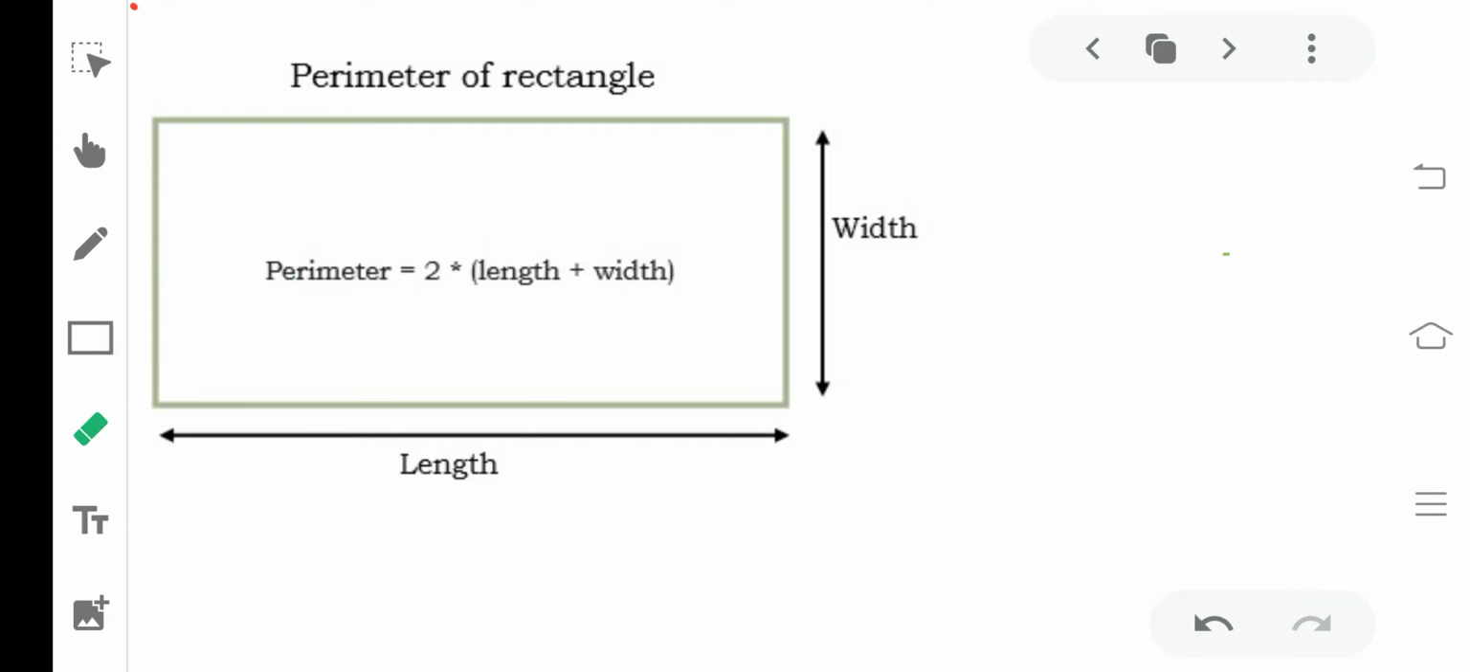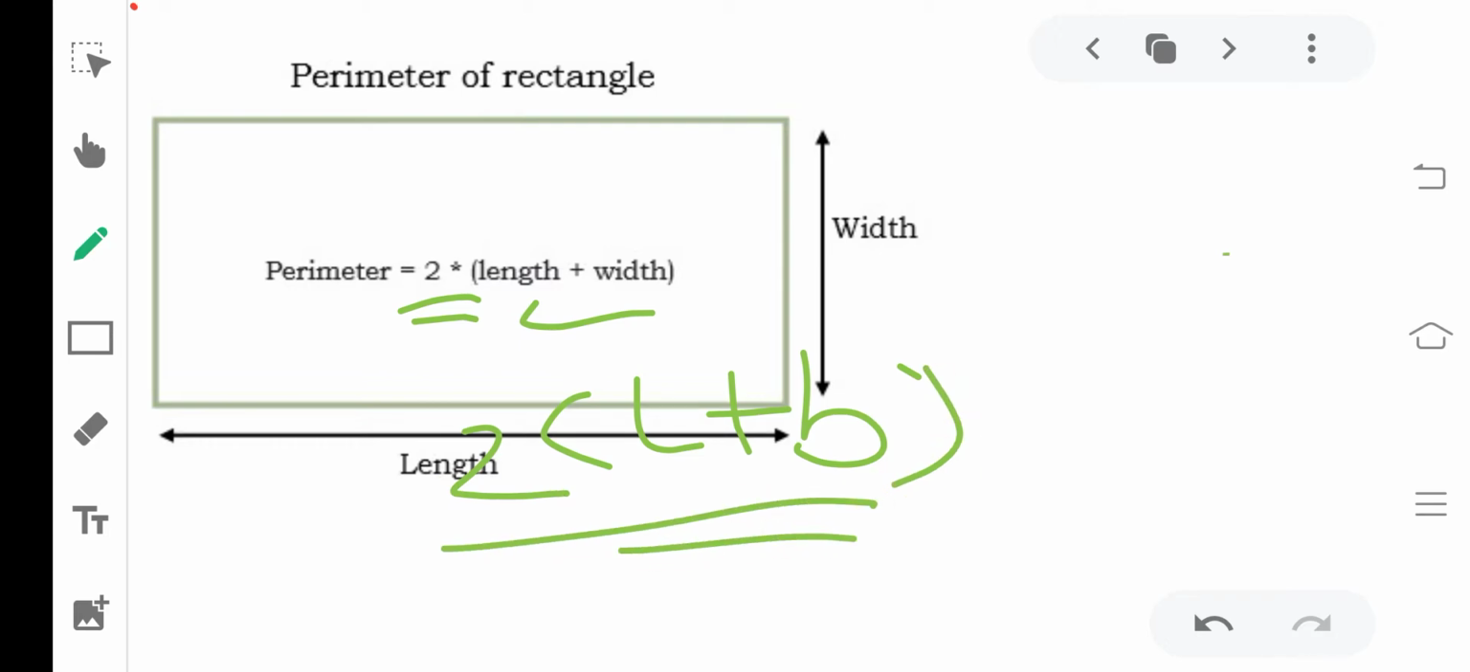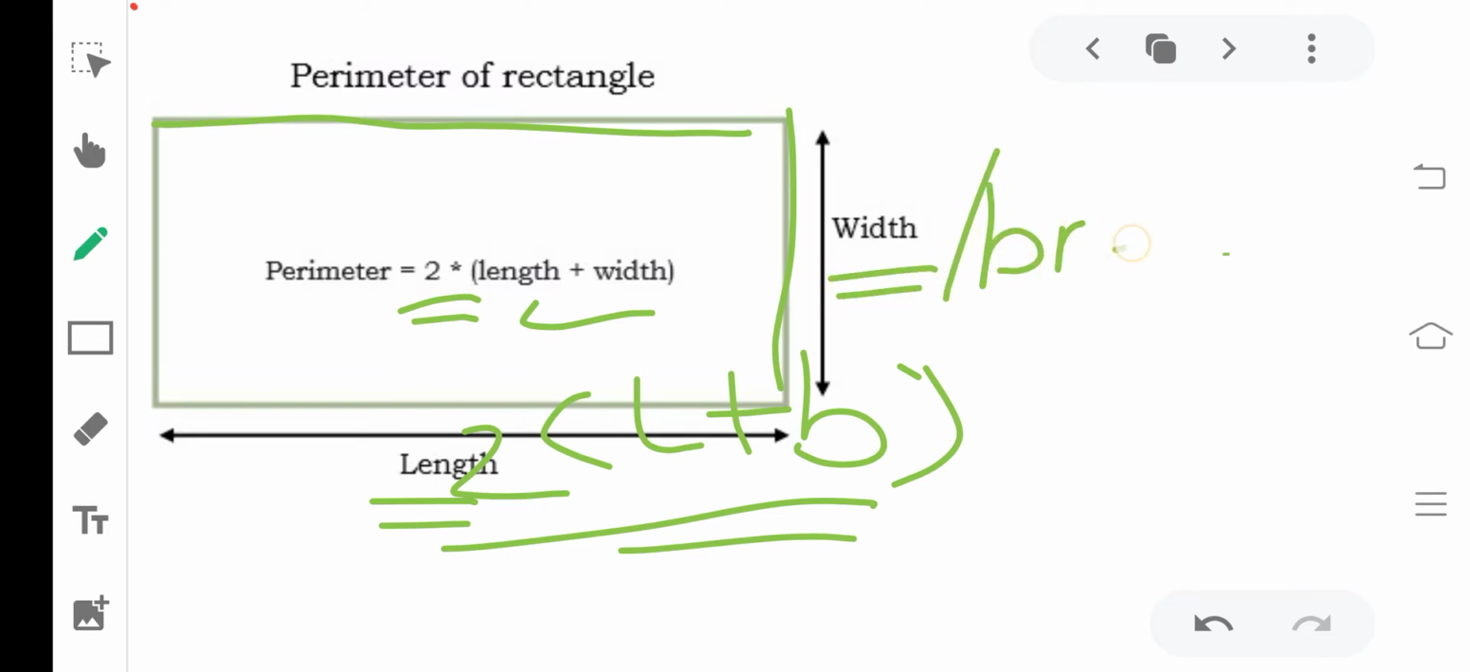Okay, the perimeter of the rectangle is that the perimeter is equal to 2 into (length plus breadth). Okay, 2 (L plus B). This is your formula of the perimeter. You should remember it. The bigger side of the rectangle is known as your length. This smaller side is known as your width, or you can say it is known as breadth. Okay, it depends upon you. This is your perimeter of the rectangle.